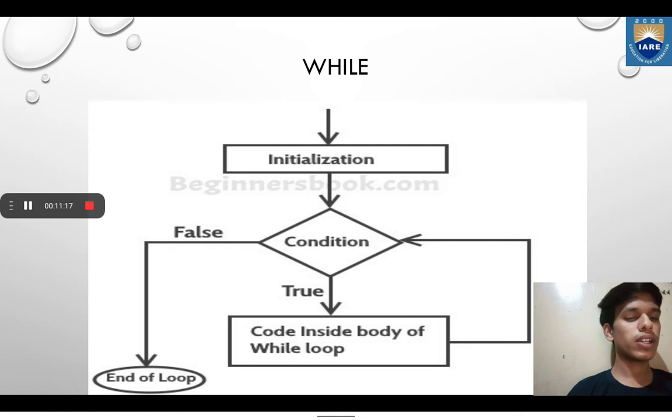Next is the while loop. The while loop functions in a similar way, but the initialization takes place outside the while loop. So first initialization, and after that the condition. If the condition is satisfied, the body inside the while loop will be executed, otherwise it will come out of the loop and execute the statements written below the while loop. Every program which is written in a for loop can also be written in a while loop.